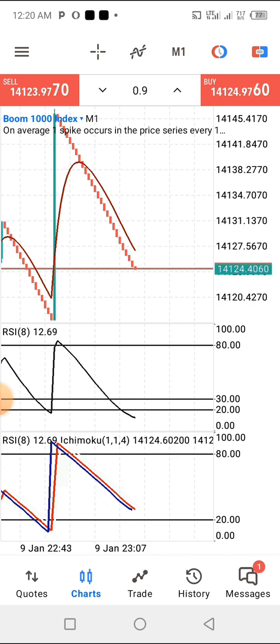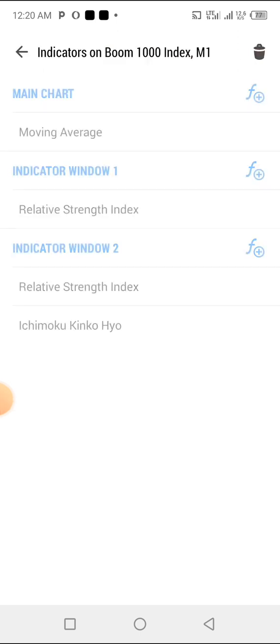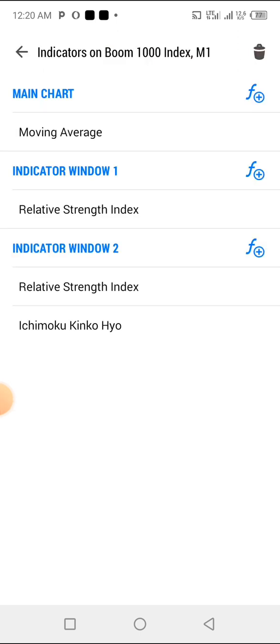So now, before we start, I would like to share the settings of this strategy. We have the moving average here, we have the relative strength index, on indicator window 1 and also on indicator window 2. We have the relative strength index again and Ichimoku.